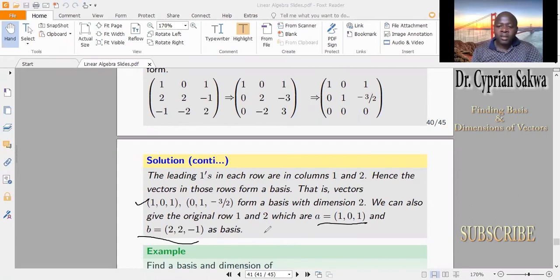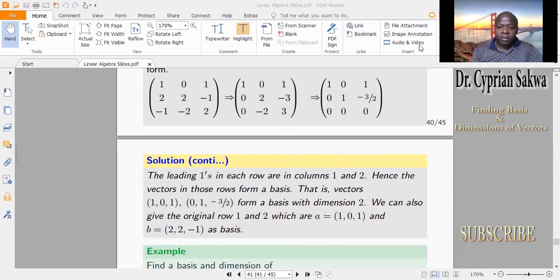So if I were to arrange elements in row form, there are two ways I can write the basis for this vector space. I can just take the non-zero rows. The non-zero rows become a basis, the way I've done here. This row, this row become a basis. Or I can take the original row 1 and the original row 2 to form a basis. Whichever way, the dimension will be the same, because if I choose this row and that row, they have 2 elements, so the basis has 2 elements. And if I choose the original rows, still the basis would have 2 elements.